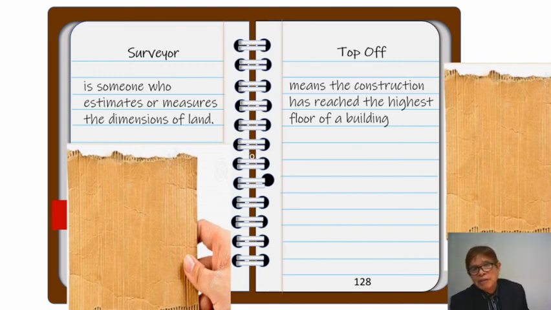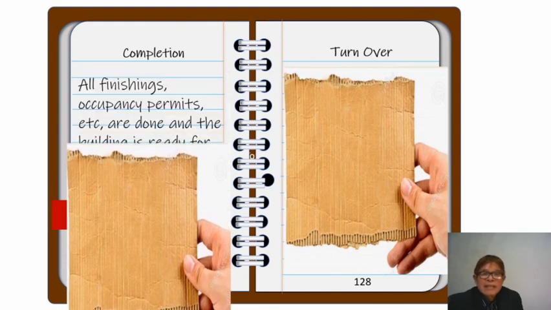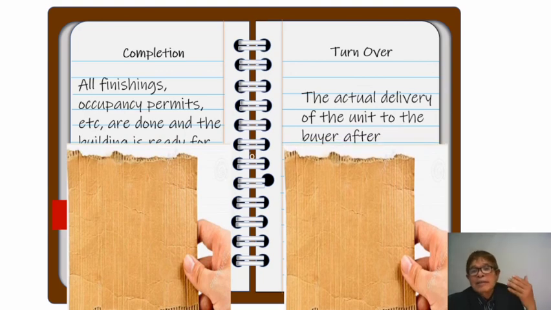So my presentation has reached the top off because we are going to conclude in a few moments. Completion is the stage wherein all finishings, including occupancy permits, etc., are done and the building is ready for occupancy. While turnover is the actual delivery of the unit to the buyer after completion of all requirements for move-in.